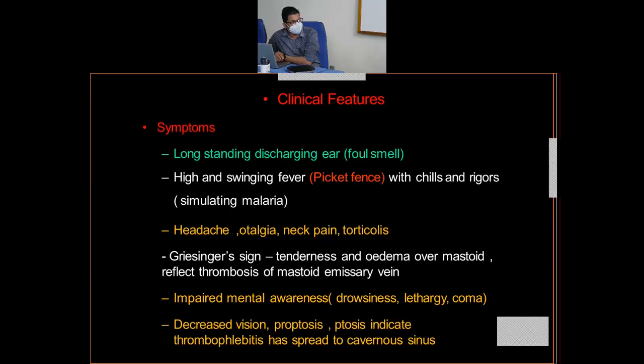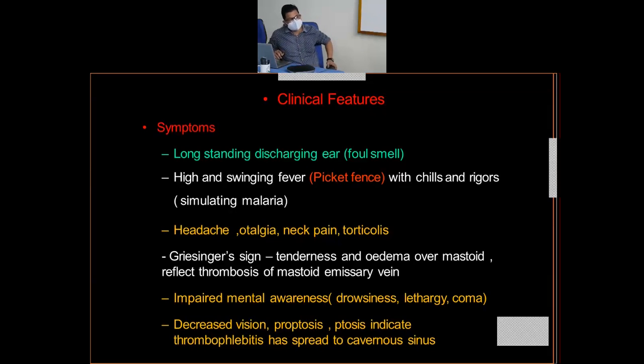Other signs and symptoms will be headache, earache, torticollis, and neck pain due to sigmoid sinus thrombosis. All these sinuses ultimately drain to the internal jugular vein. So if there is any thrombosis in the lateral sinus, blood flow will be restricted from the brain to the internal jugular vein, or sometimes the thrombus itself may come to the internal jugular vein and lodge there. Then it will cause neck pain and torticollis.